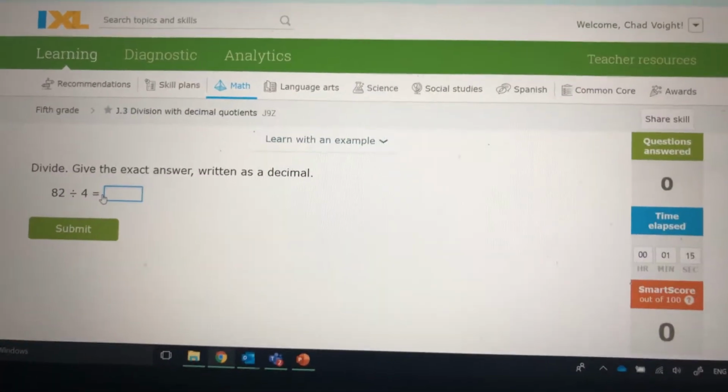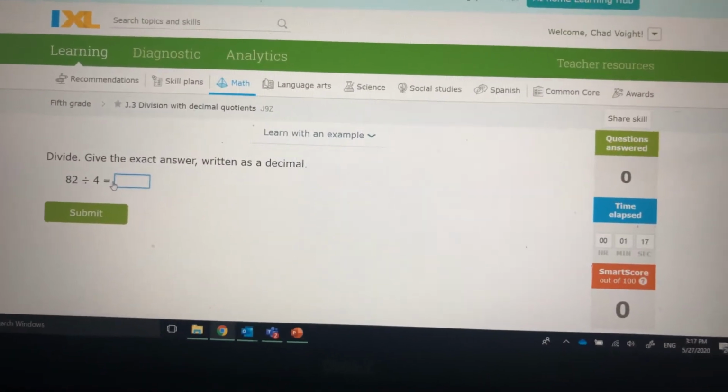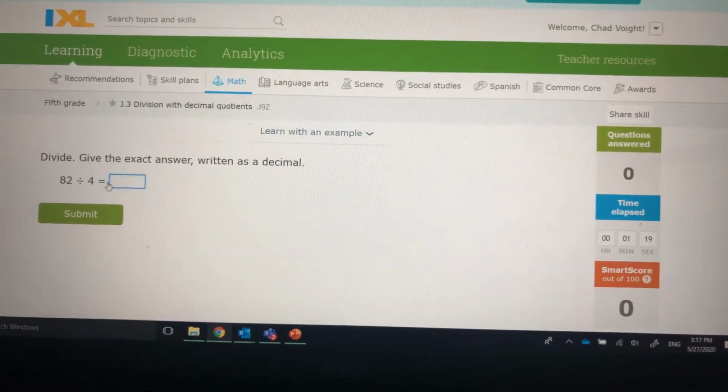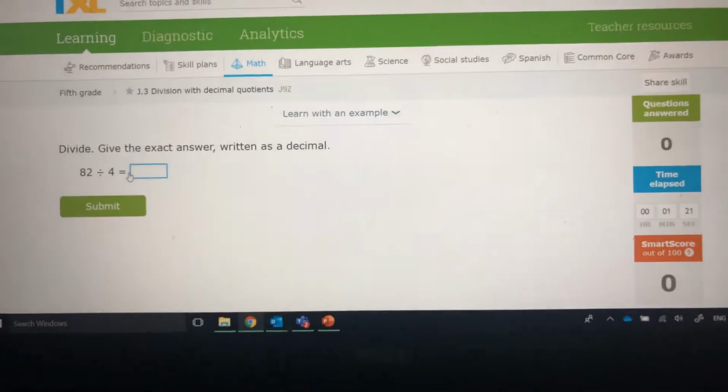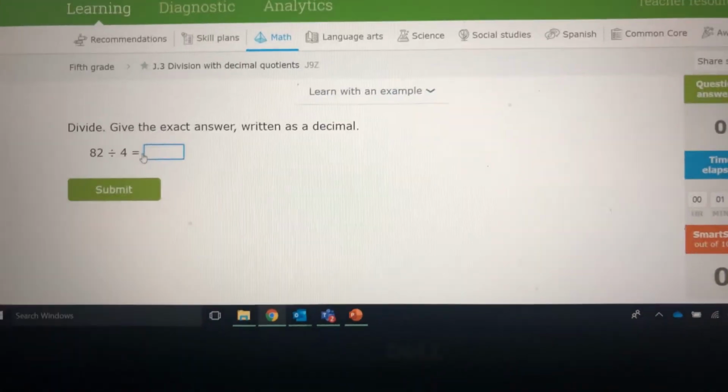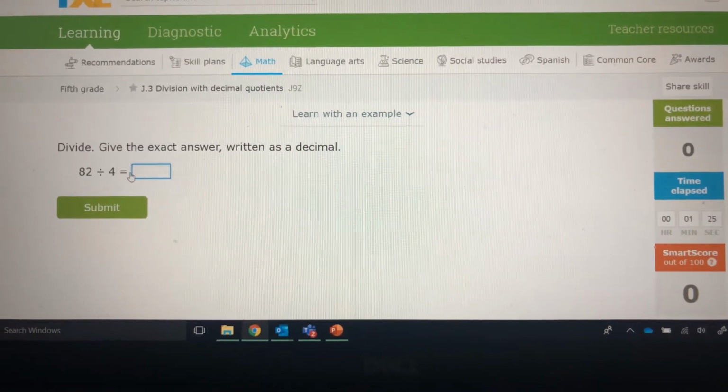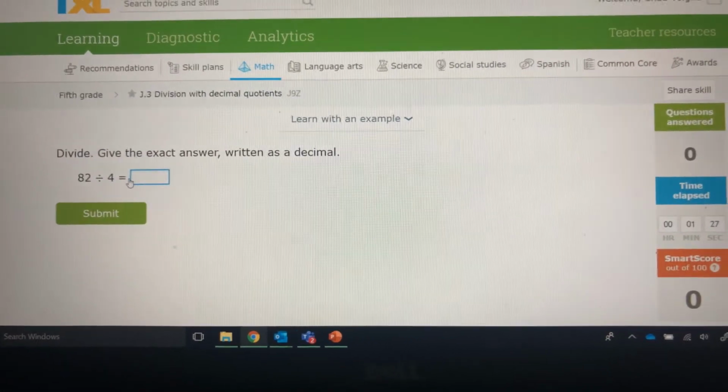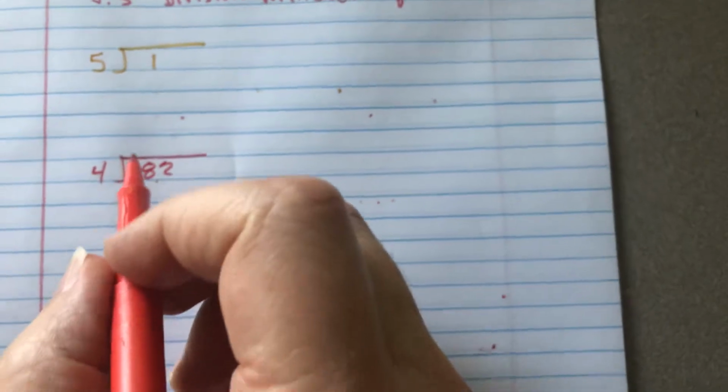All right, guys, welcome to J.3 IXL, Division with decimal quotients. So now it's getting real, okay? We have 82 divided by 4. So we need to set this up using the standard algorithm. 82 divided by 4. So we have 82.